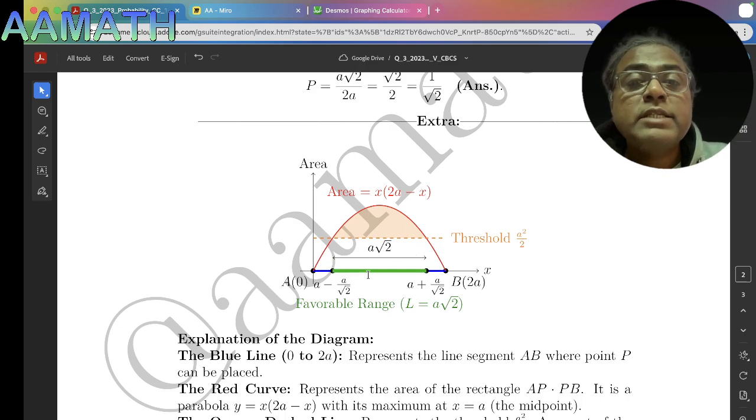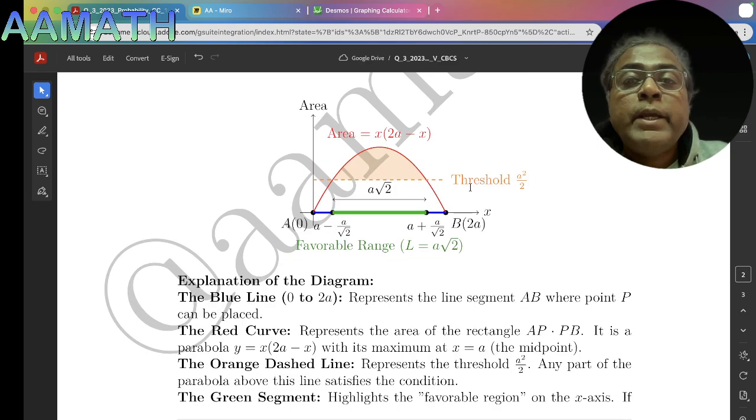Actually, it is a parabola with maximum at x equal to a. This is the midpoint of A and B. This is the point a. If you put x equal to a here, a into 2a minus a is equal to a square. The maximum is at x equal to a, when P is at the midpoint, so the height is a square. This is the reference point, a square. So from the corresponding a by root 2, actually this threshold is a square by 2.